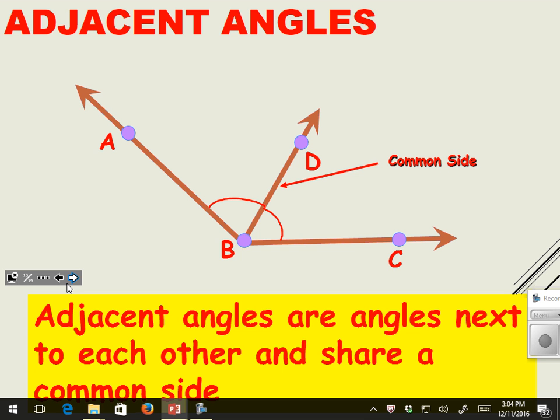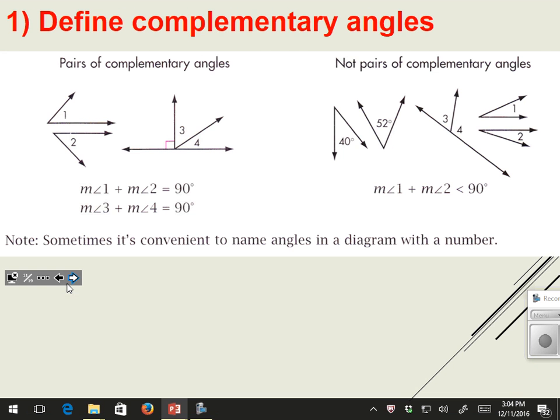So let's go over some other vocabulary words from your past. Number 1, complementary angles. Let's look over at the illustration on the left-hand side where it says pairs of complementary angles. On the right-hand side, illustrates angles that are not complementary. So what are complementary angles? Please write this down, guys.